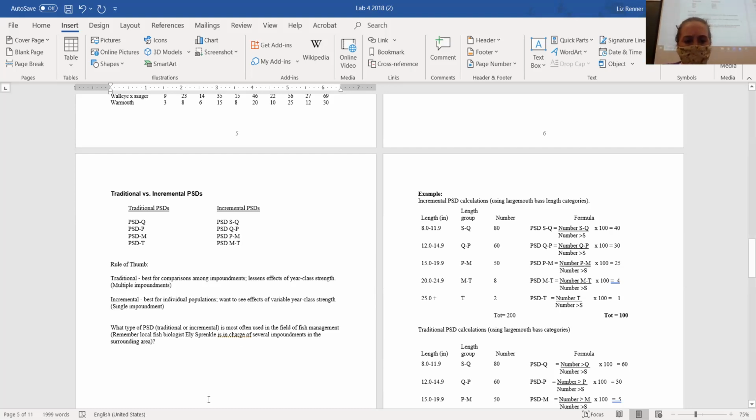And so this question: what type of PSD, traditional or incremental, is most often used in the field of fish management? What do you guys think that would be? What do we use more often?